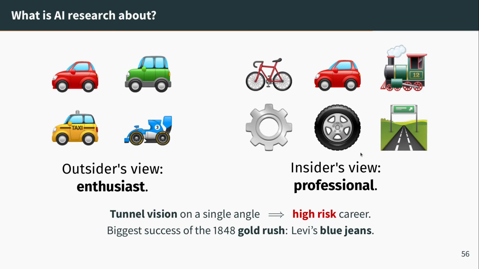Maybe an analogy is the famous gold rush of the 1850s. You had thousands of people trying to get rich quickly by finding a gold nugget. But at the end of the day, the lasting industrial success from this revolution is Levi-Strauss, who said, okay, I'm going to let people find gold.